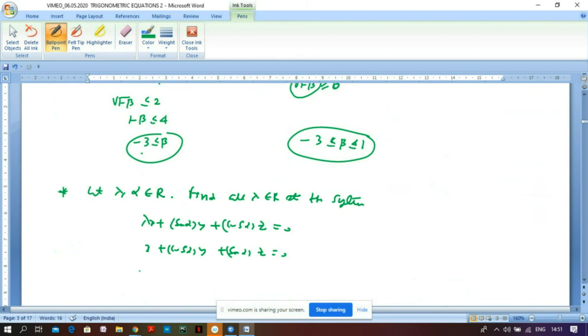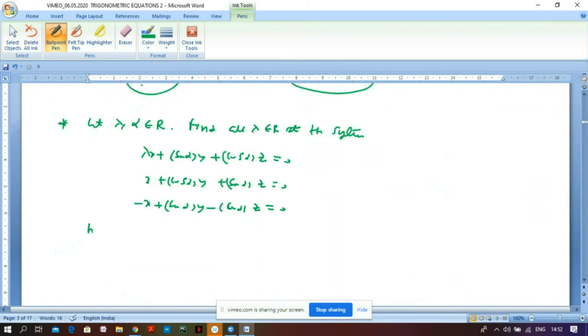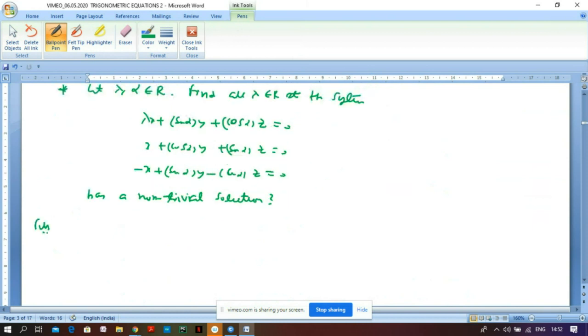And the third equation is still remaining: negative x plus sine alpha times y minus cos alpha times z equal to 0. So they are saying that this system of linear equations has a non-trivial solution. So you want all those lambdas such that this system of equations has one non-trivial solution in x, y, and z. Of course, lambda and alpha are both parameters, but you want what lambda can be. Now this brings you to trigonometry also, and then matrix determinants.